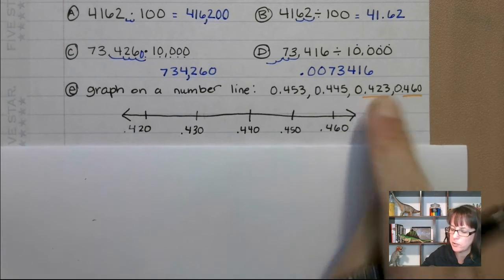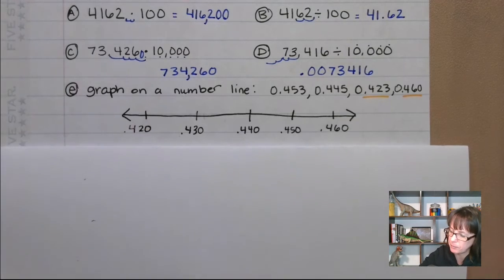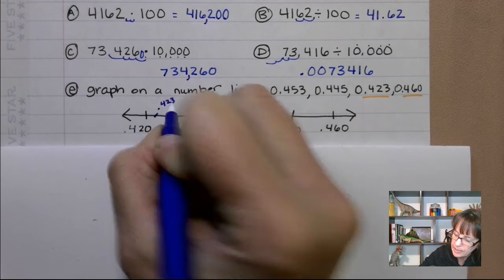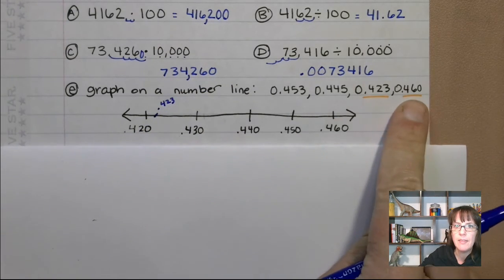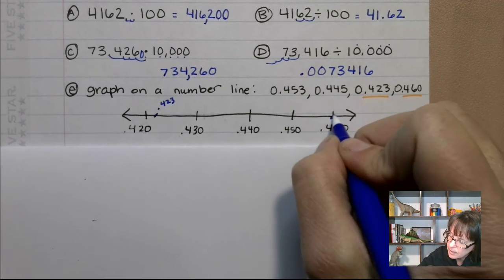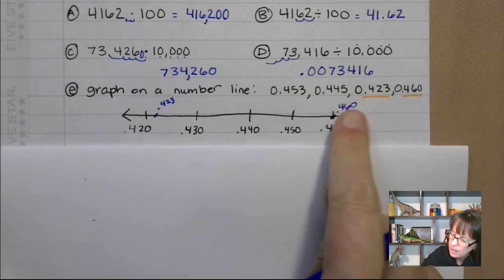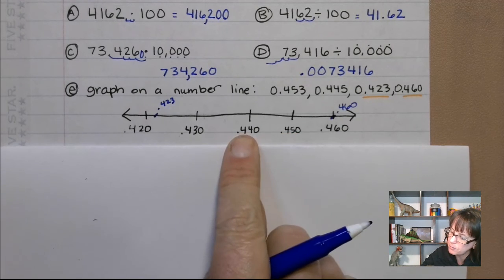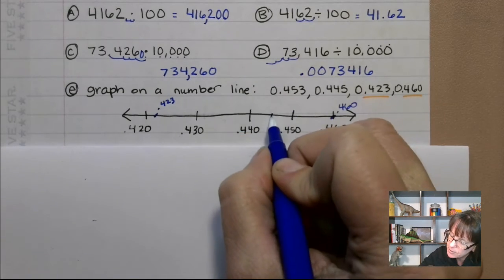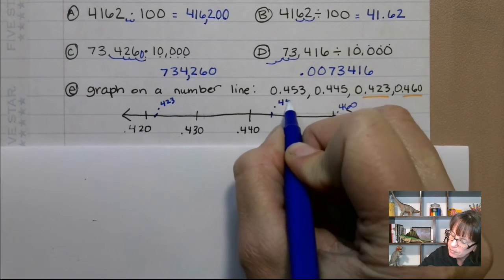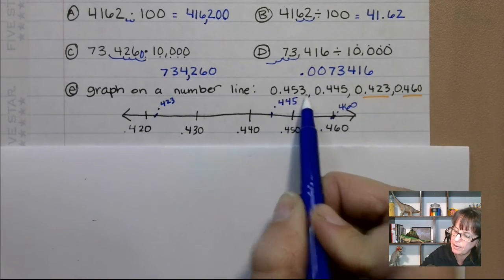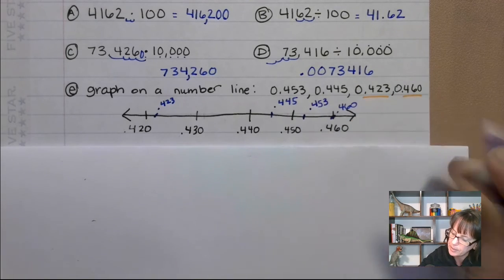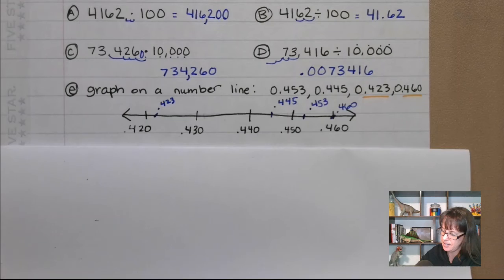Okay, so now we can put these guys in order. 423 is gonna come somewhere probably right around here. So that's 0.423. Sorry, that's a little small there. And then 460 is all the way at the end here. So 0.460. 445 is gonna be right smack dab in between 440 and this guy right here. So we're gonna say 0.445 and then 0.453. That's gonna be somewhere right around here. So 0.453. So putting those guys on a number line.